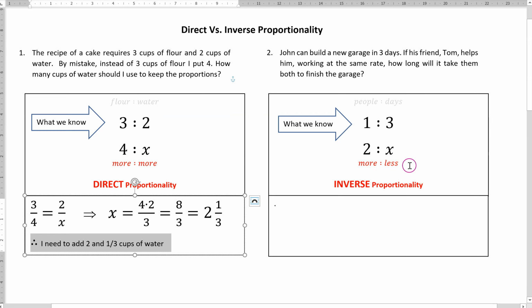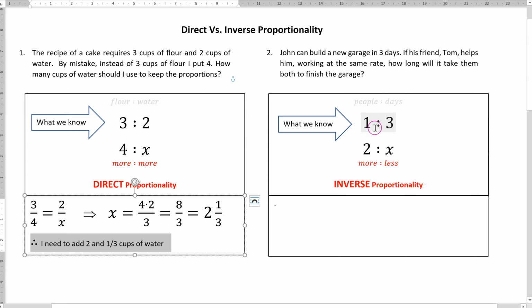Here, more or less, so it's not the same. It's not less people, less days, or more people, more days. It's one of them is more, the other one is less, or it could have been the other way around. Obviously, the less people we have, the longer it's going to take. So it's an inverse proportionality.